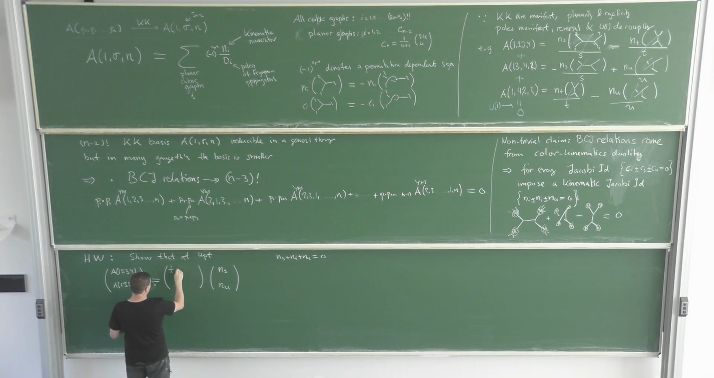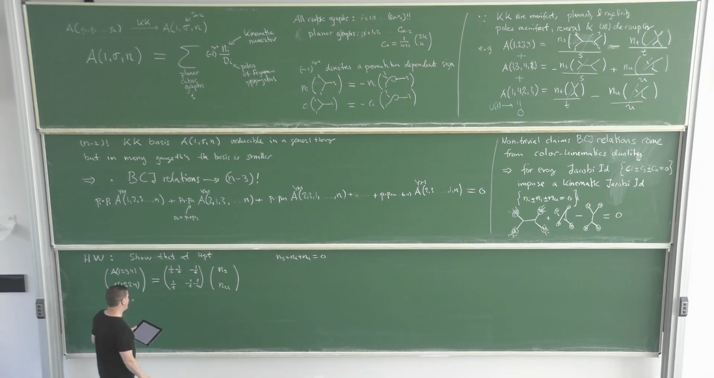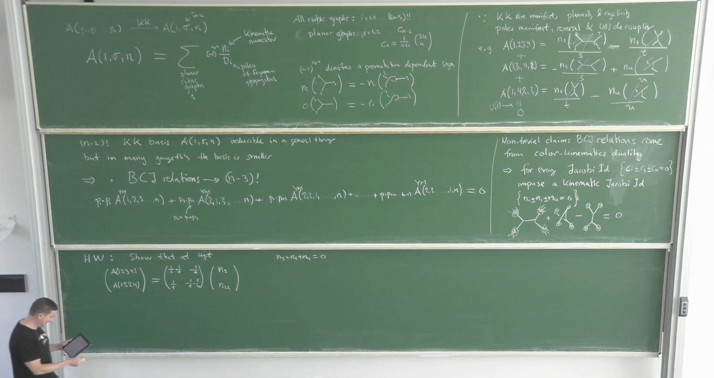So it's going to be 1 over S plus 1 over T. And the entry over here is minus 1 over T. This is 1 over T. And the entry here is minus 1 over T minus 1 over U. And I hope I got it right. If I didn't, let me know.